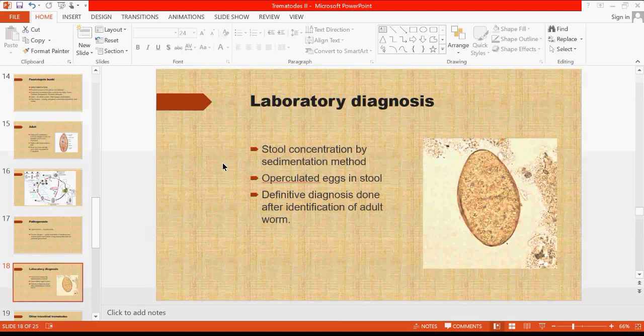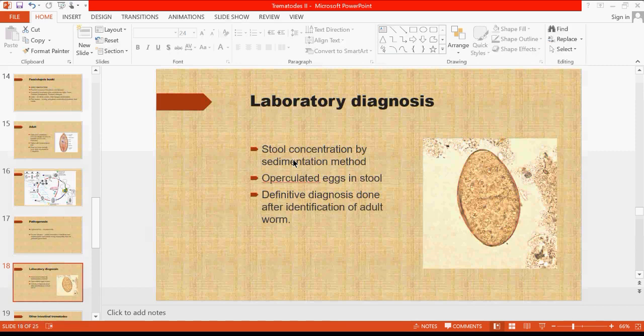Okay, next one. The lab diagnosis of Fasciolopsis buski, that is the intestinal fluke. Here, the stool concentration is done by the sedimentation method, and in microscopy you can see operculated eggs in the stool. But for the definitive diagnosis, as I told you, symptomatically you can't differentiate between the intestinal one and the liver fluke.